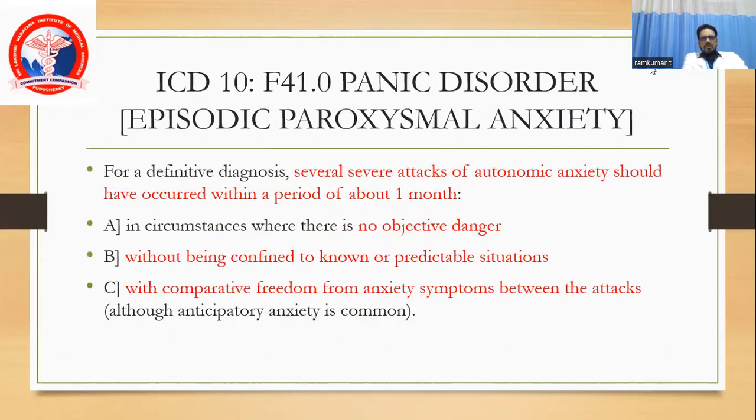ICD-10, F41.0 panic disorder. For a definitive diagnosis, several severe attacks of autonomic anxiety should have occurred within a period of about 1 month. A, in circumstances where there is no objective danger, B, without being confined to known or predictable situations, C, with comparative freedom from anxiety symptoms between the attacks, although anticipatory anxiety is common.